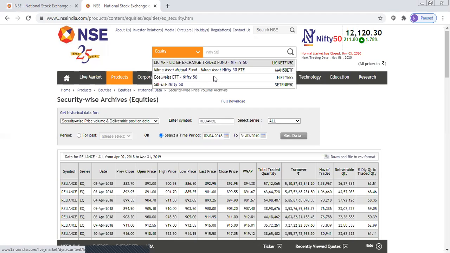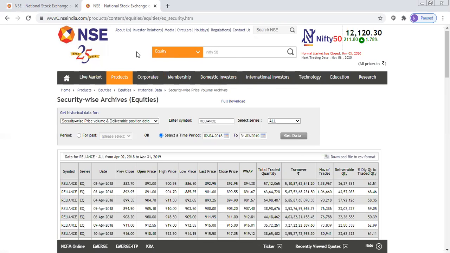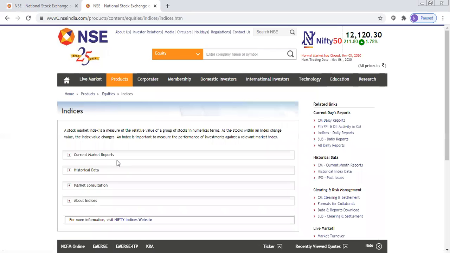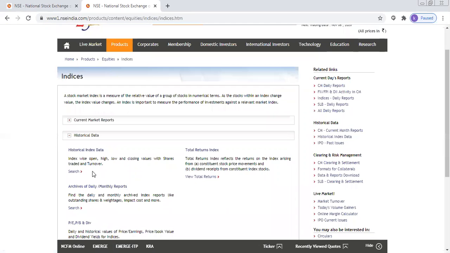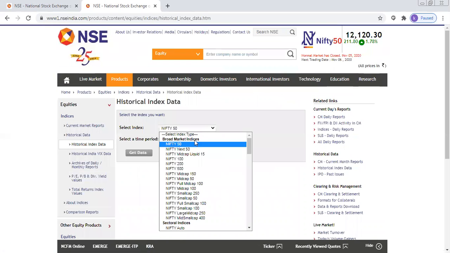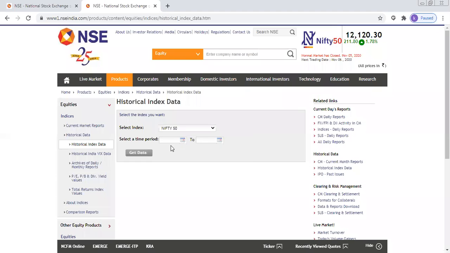These are all exchange traded funds. This is not Nifty data, right? So you cannot enter Nifty here. What you have to do is go to products, and go to indices. Can you see your indices? Click on indices. Go to historical part. Again, click search. These are all the indices. So we have NSE 50, NSE Next 50, mid cap, top 100, top 200, all these things. We are not interested in all those things. We are more interested in the NSE 50.